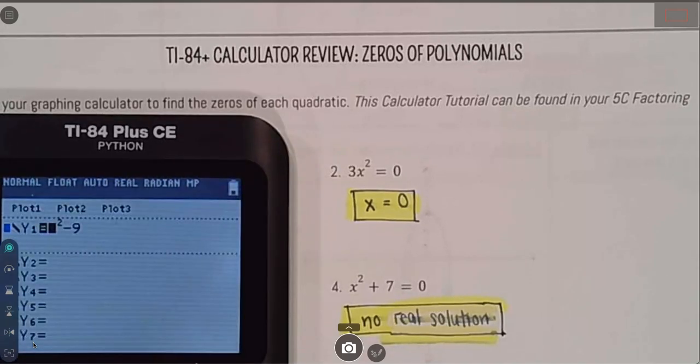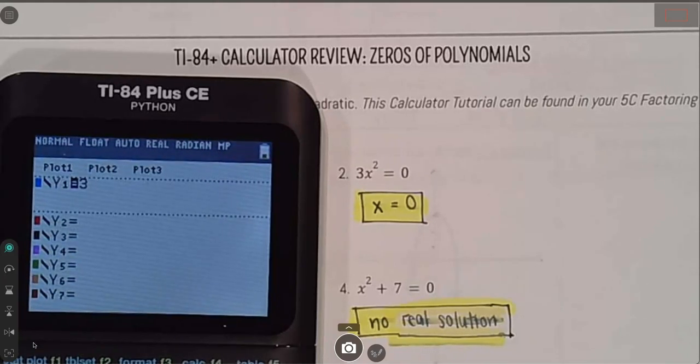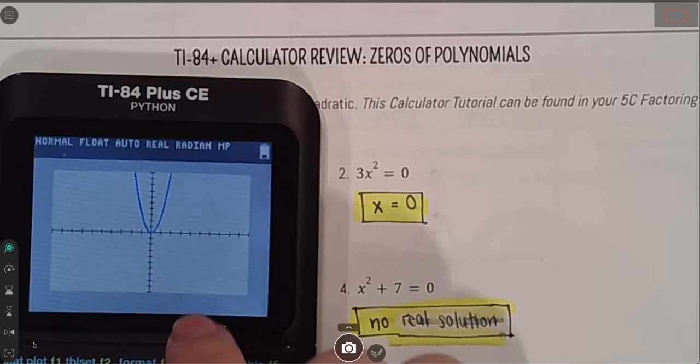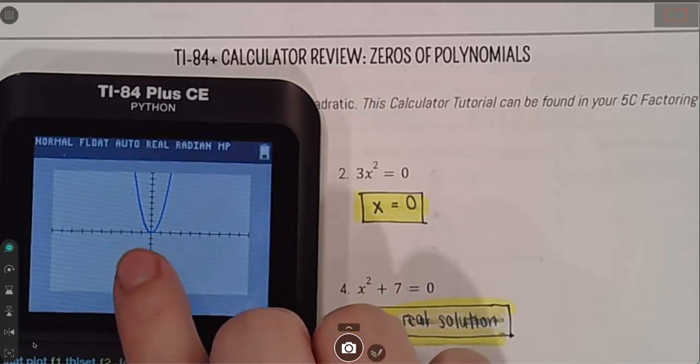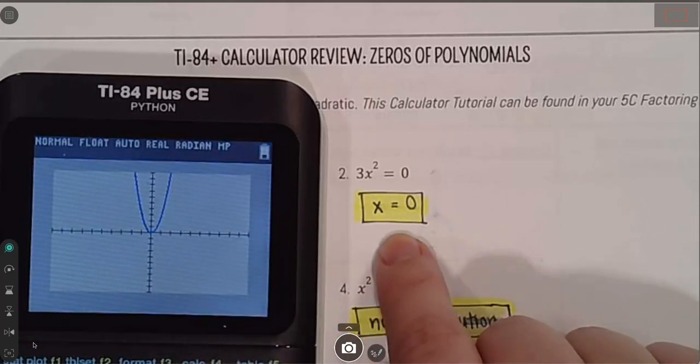All right, number 2, I'm going to clear out this equation and put the new equation in. We've got 3x squared. There we go. Now, it's pretty clear that this hits the origin. Because it hits the origin, we know that x is 0. The x-coordinate where it hits the x-axis is 0.